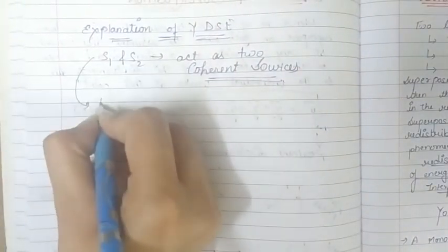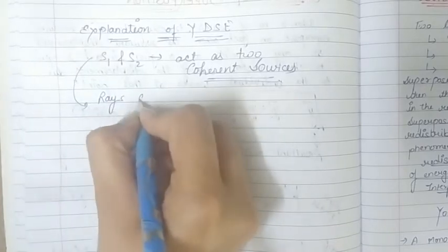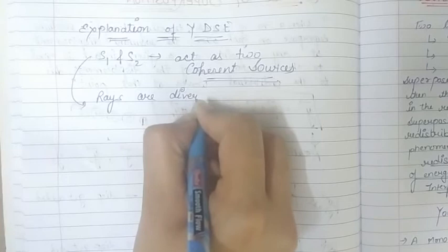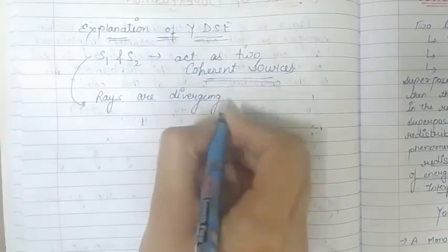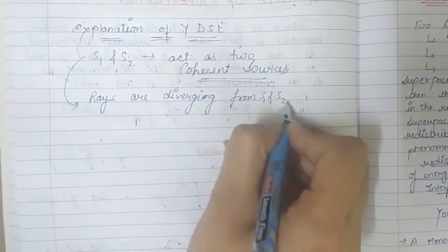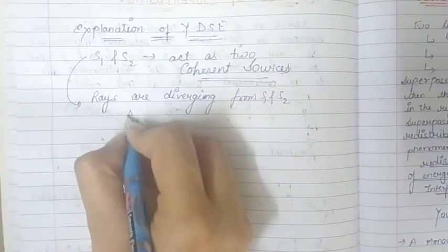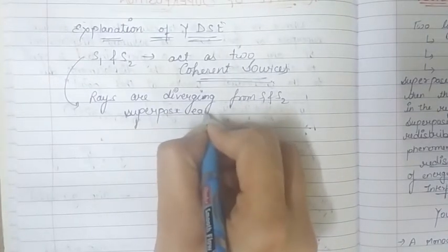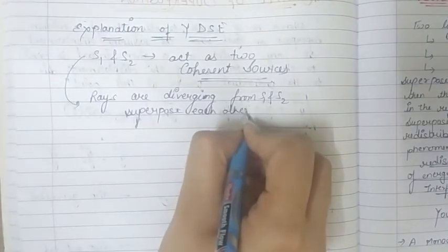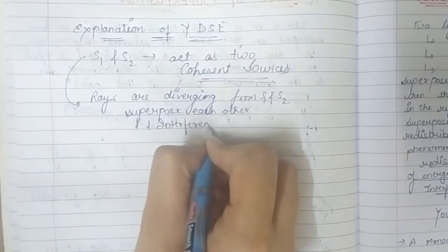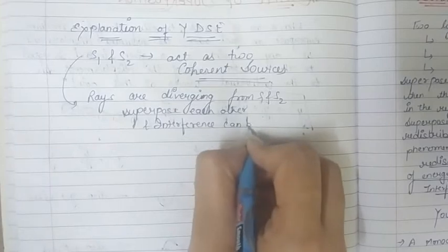The rays that are diverging from S1 and S2 superpose each other and interference can be observed.